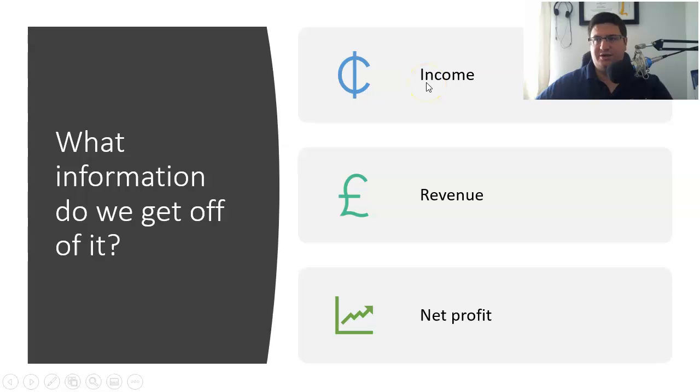Now, what's in it, and what information do we get off of it? We get the income generated from the revenue, and we see what the net profit is. Now, this is revenue minus expense. So here's the thing. If you brought in $10,000 and your expenses were $6,000, let's say that was rent and utilities and marketing and so on and so forth, with $6,000, you'd have $4,000 left, obviously over what you covered in expense.